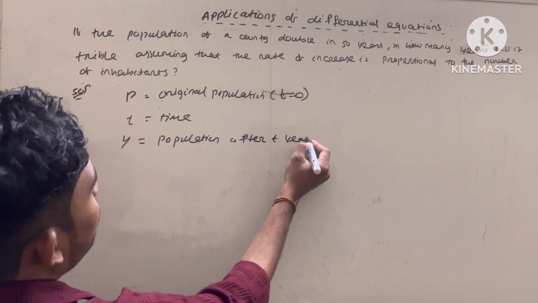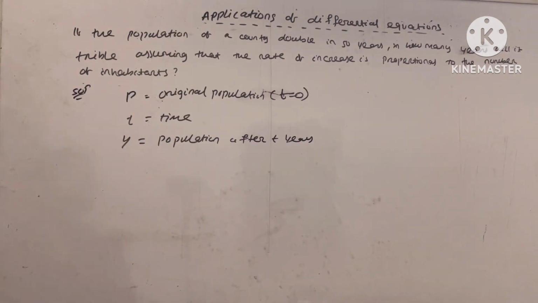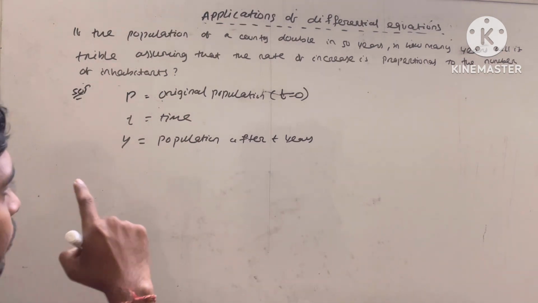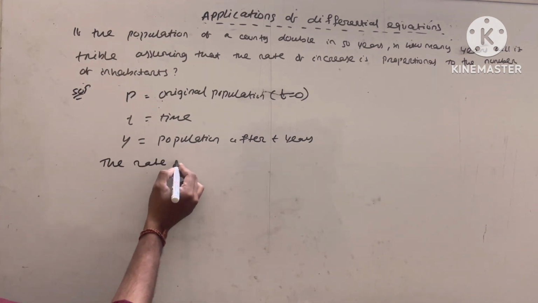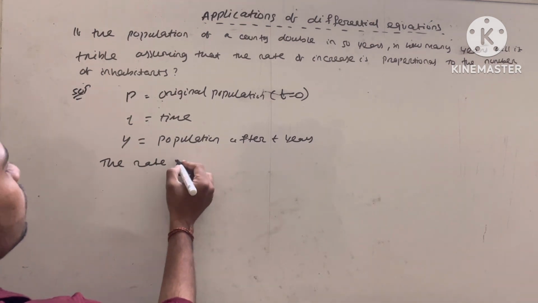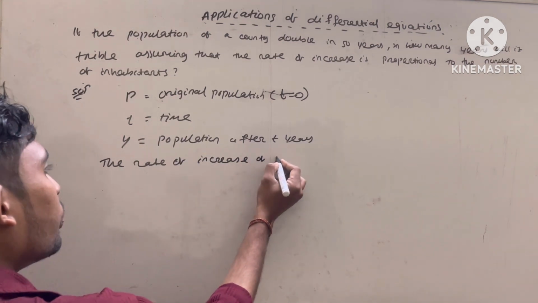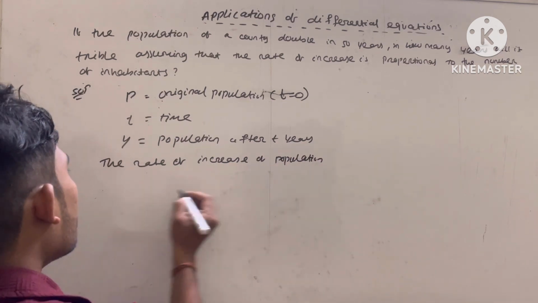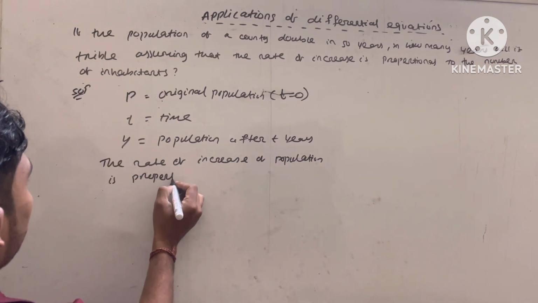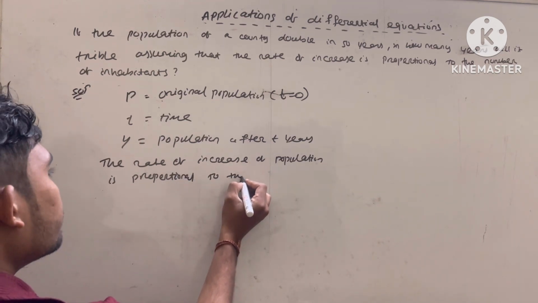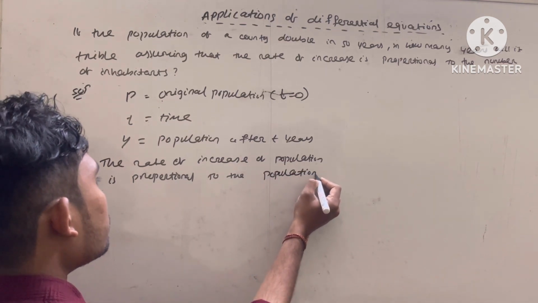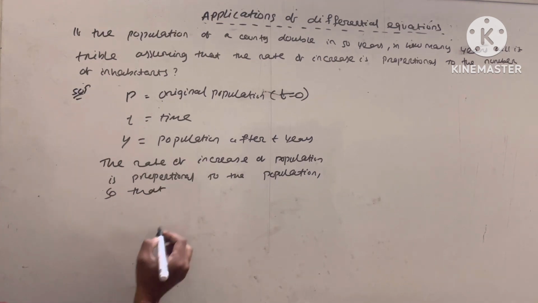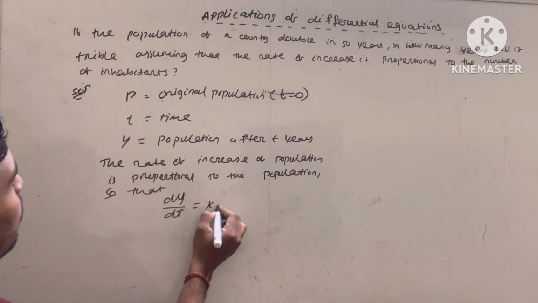Okay. Since it is a growth model, we have to find the differential equation. As you know, it is a form of variable separable equation. Here, very interesting: the rate of increase of population is proportional to the population size. So the equation will become dy by dt is equal to ky.